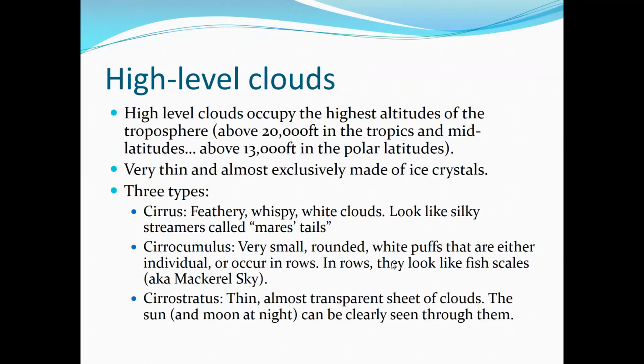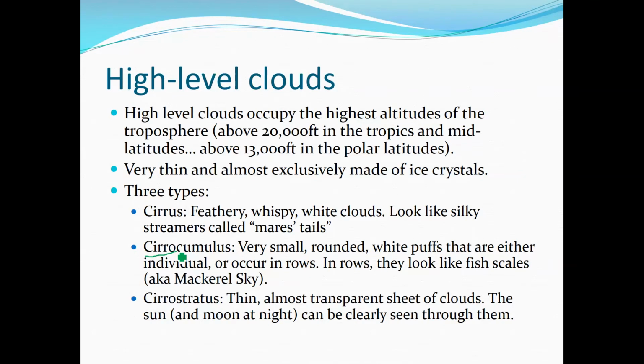The other thing is that in the upper layers of the atmosphere, the winds are a lot stronger because there's no friction slowing them down. As a result, these clouds often look like cotton that's been pulled apart. Why? Because the wind is pulling apart these clouds into little wispy, feathery-like pieces. There are three types of high-level clouds: cirrus clouds, cirrocumulus clouds, and cirrostratus clouds. And if you notice, all three of these types of clouds have been prefixed with cirro.